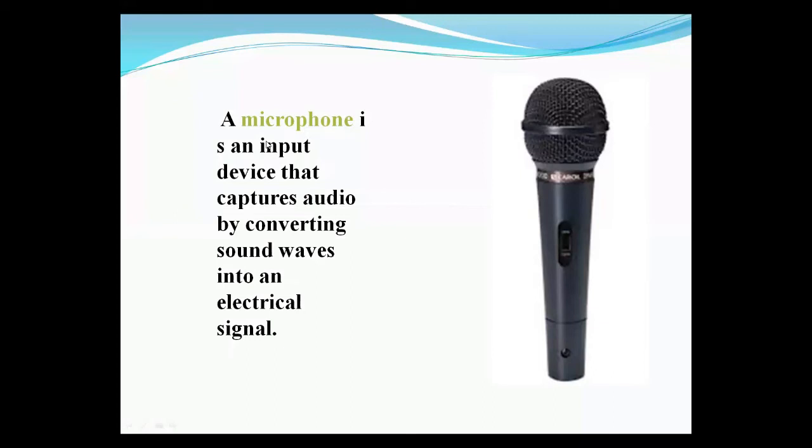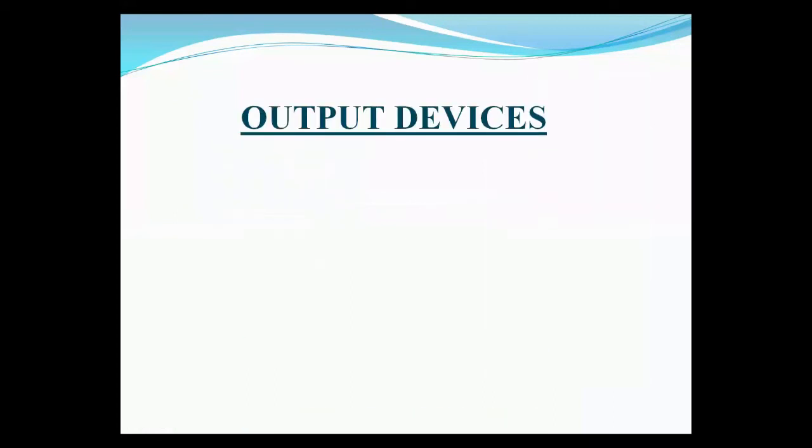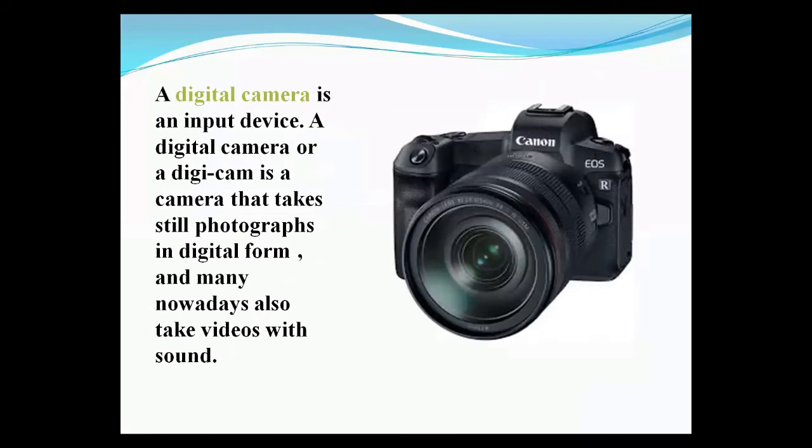Okay, students. Now we move forward. We have completed all the input devices. First one is keyboard, second is mouse, third is trackball, fourth is joystick, fifth is light pen, then digital camera, then scanner, web camera, and the microphone. All of these are input devices.